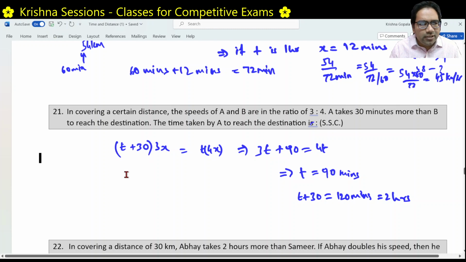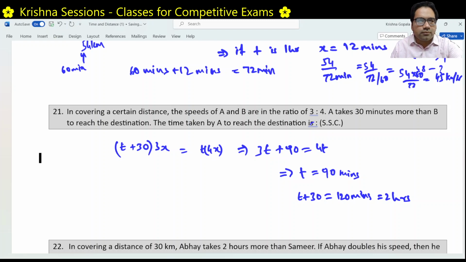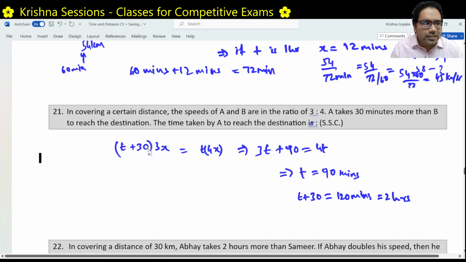This by 60 into speed. If they are in the ratio of 3 is to 4, right? The speeds of A is to B is 3 is to 4. If A is 3x, then B will be 4x. So the distance traveled by A, that is T plus 30 into 3x, is equal to distance traveled by B, which is T into 4x.